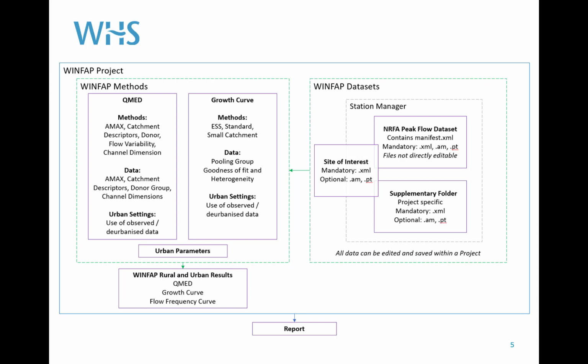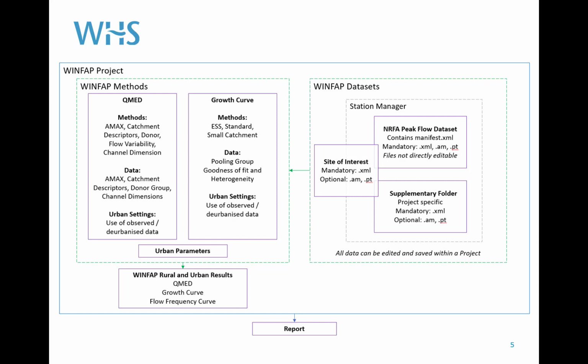As previously noticed, sites are identified by the site number. So if a station number in the supplementary folder is the same as the one within the peak flow dataset, then this will supersede it. If the site of interest has the same number as a station in either of these two datasets, then the station will be in the station manager, and the data associated with it will be used in preference to either of the other two data sets.